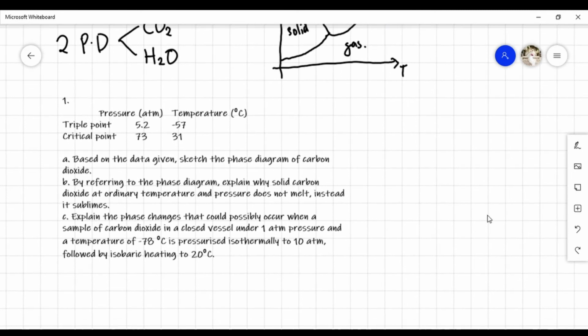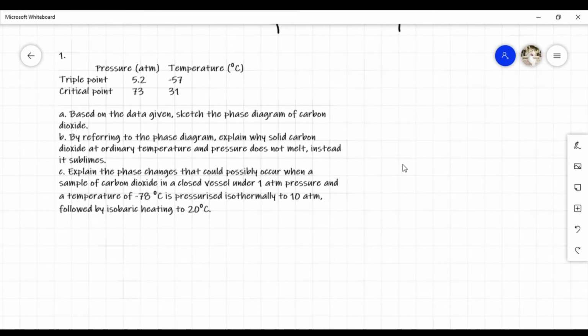Okay, so look at here, kita ada satu soalan. It's given you this table of data. We have pressure, we have temperature, kita ada critical point, kita ada triple point. Apa benda ni? So saya akan tunjukkan apa dia benda tu. Okay, kita ada data kat sini, and from the data we could sketch the phase diagram of carbon dioxide.